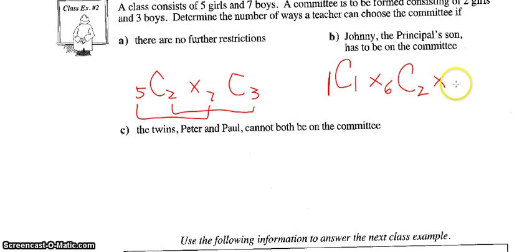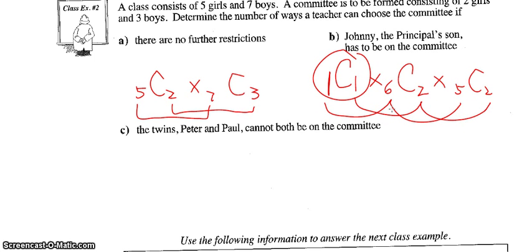And then the girls is the same. 5 girls, you choose 2. All right? So how many people are you choosing? 1, 2, 2. You're choosing 5 people out of 11 students, right? Only one of them is Johnny that has to be chosen. I think we have seen a similar question earlier.